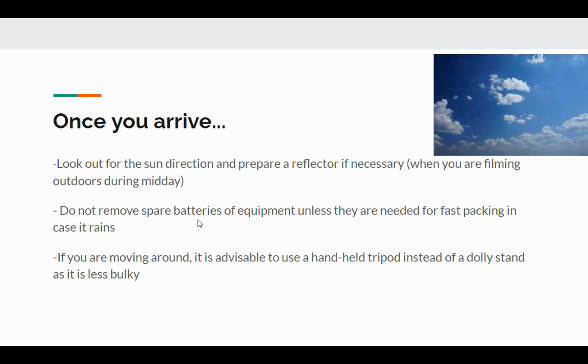If you are moving around, it's advisable to use a handheld tripod. So you can always use a smaller camera accompanied with a handheld tripod, which is mostly used for vlogging, instead of a dolly stand where you have to wheel it around like a trolley. It will depend on where you're going, but in public areas, I would advise a handheld tripod would be the best.